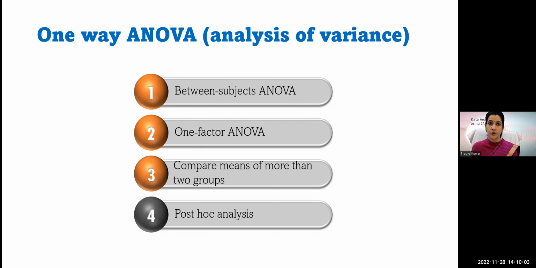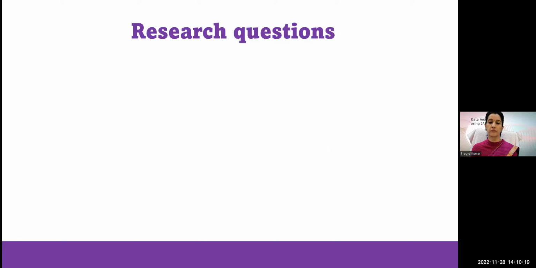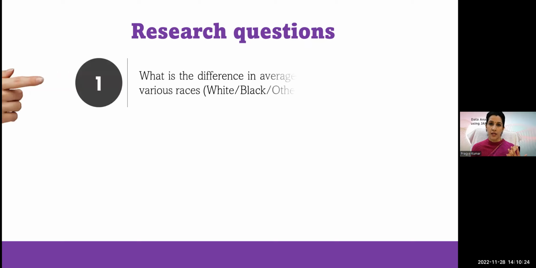And in this, you have to compare the means of more than two groups. Since there are more than two groups, you do a post hoc analysis. That we'll see, between group comparison. How do we do it? So if you start asking these questions, like what is the difference in average BMI amongst three races, and the categories of those races are white, black, and others.